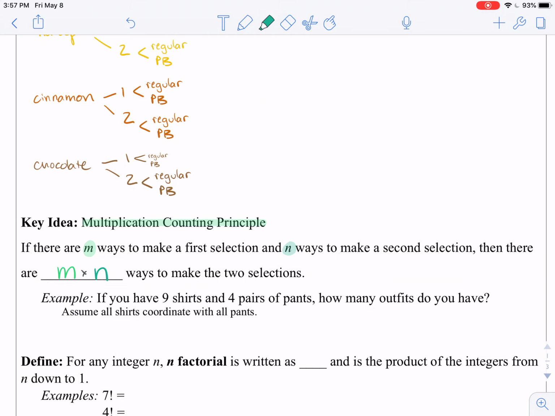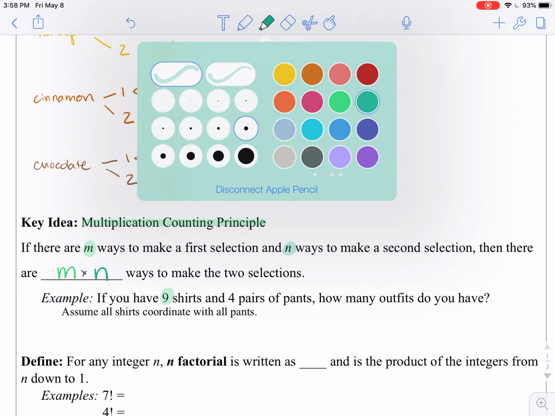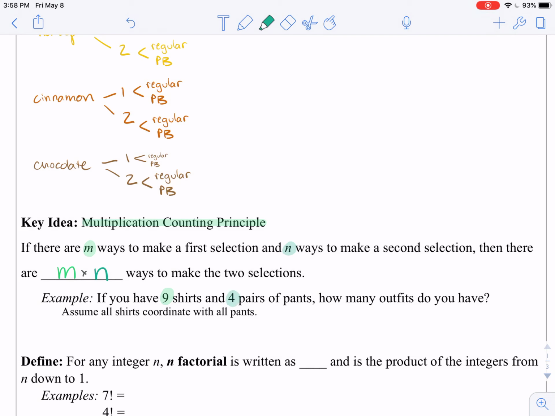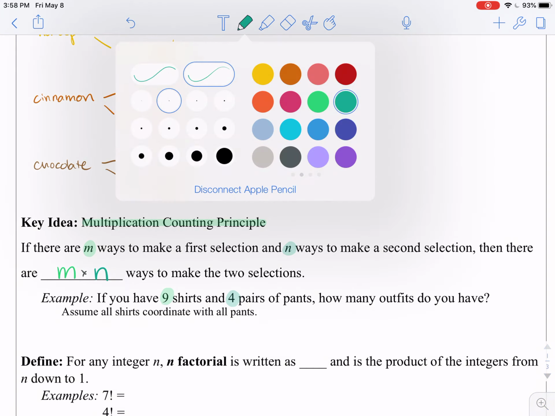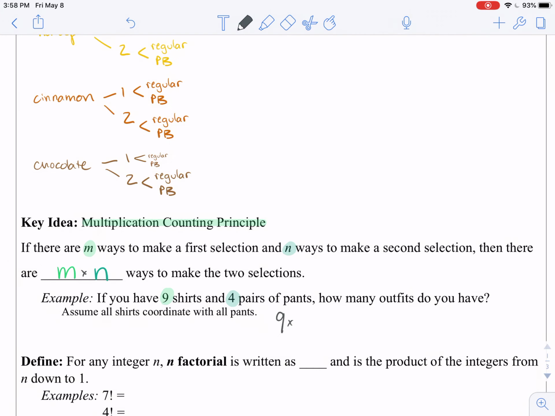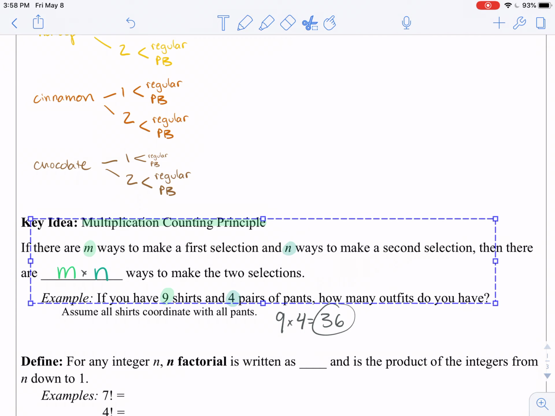For example, if you start out with 9 shirts and you have 4 pairs of pants, and we're going to assume that they all go together, then that's a total combinations of 9 times 4, which is 36 total possible outfits. And it's not limited to just 2 selections. You can use it as many options as you want.